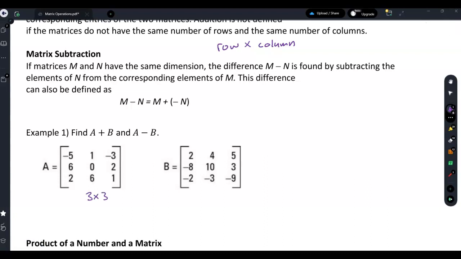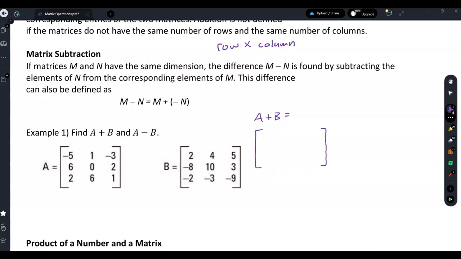And then the same thing for B. I can see that that is also a 3 by 3 matrix. So the fact that the dimensions are exactly the same means I can add and subtract these. If they were not exactly the same, I would just say that I can't do that because the dimensions are not the same. So in order to add these, for example, if I was asked to do A plus B, I know that my answer is also going to have the same dimensions.